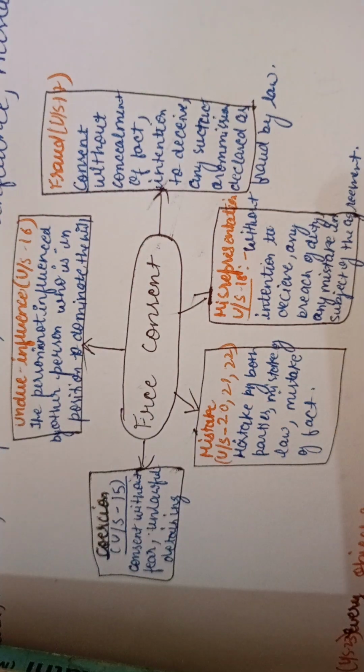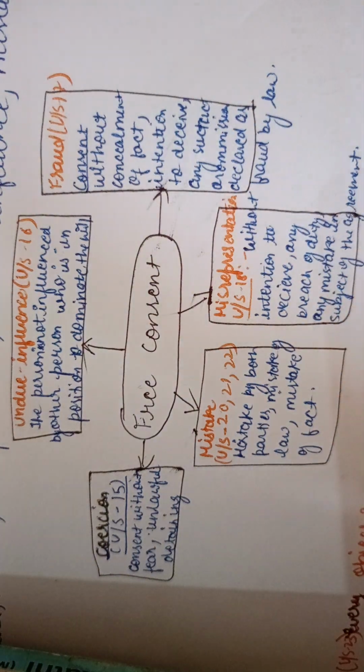In particular and without prejudice to the generality of the foregoing principle, a person is deemed to be in a position to dominate the will of another. Undue influence is said where a contract is made by two parties where one person is in a position to dominate the other and takes advantage of being in a superior or dominating position.